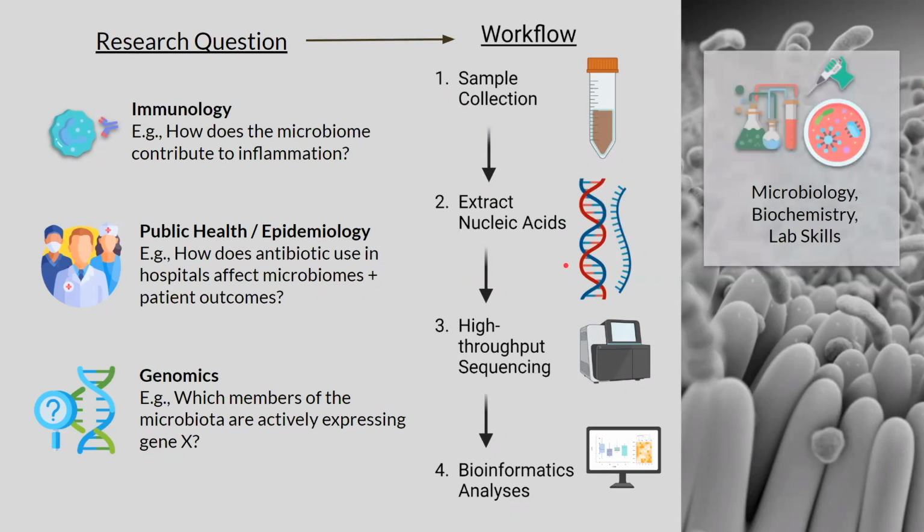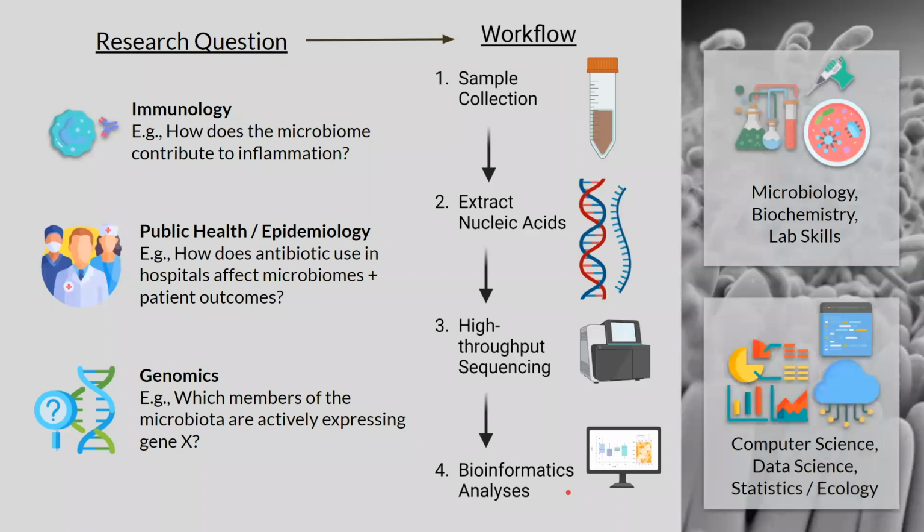So on the lab side, you have sample collection and extracting nucleic acids, DNA and RNA, and this requires a mix of microbiology, biochemistry, and basic lab skills. Once you go through DNA or RNA sequencing, from that point on, actually, all of your work is on the computer, and analyzing sequence data like this is called bioinformatics. And this involves a mix of computer science, data science, also statistics, ecological and biology theory. So it's a really, really mixed bag, and it's very interesting to work in a field that has input coming in from so many different angles.